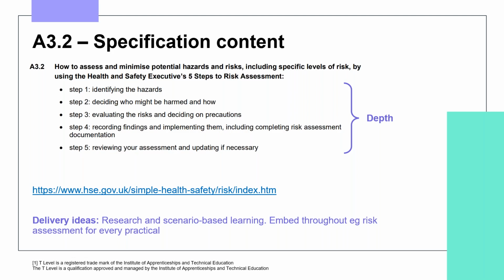So within A3.2, it presents us with the 5 steps to risk assessment. Based on the steps being sub-bullet points, again, this shows us the depth that the students need to be able to recall and apply these steps. Like with the regulations and legislations, a link has been provided for more information, and this can also be taught through research and scenario-based learning.